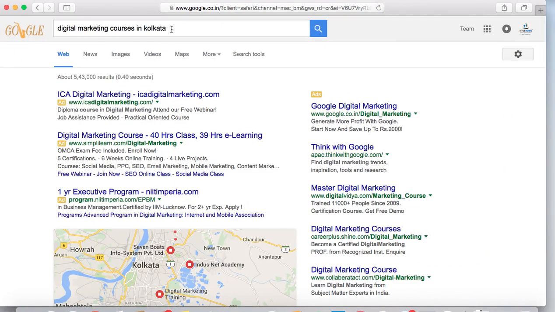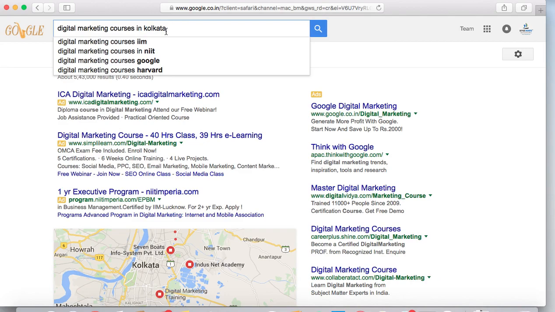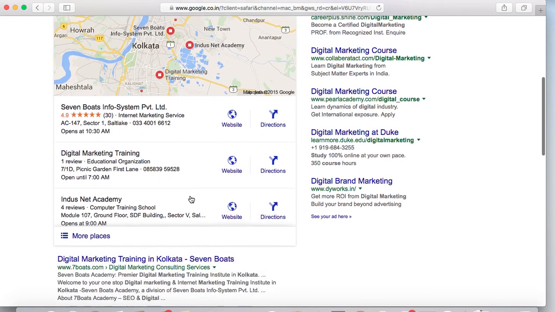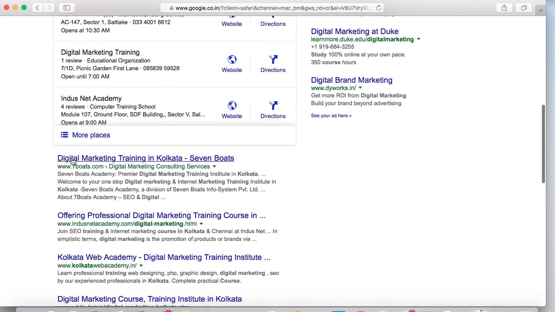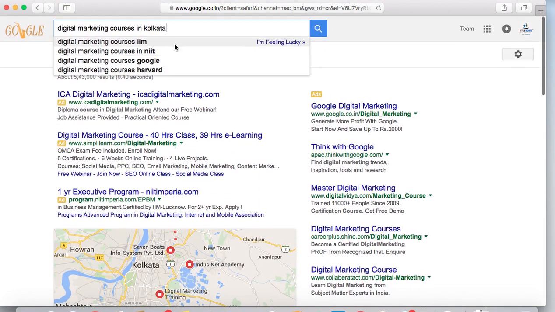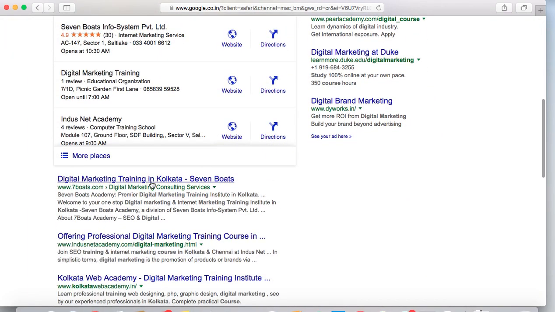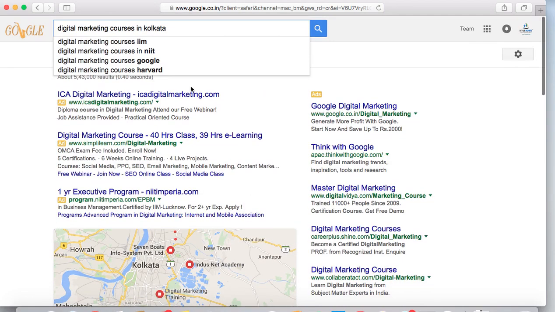Now, if we type here in Google, say, digital marketing courses in Kolkata, we find different names like 7 Boats Info Systems and other names coming in the organic list. So the 7 Boats Info Systems Academy page is optimized for this keyword, which is why it is coming in the first top rank. So this is called a keyword for the 7 Boats Info Systems Academy page.